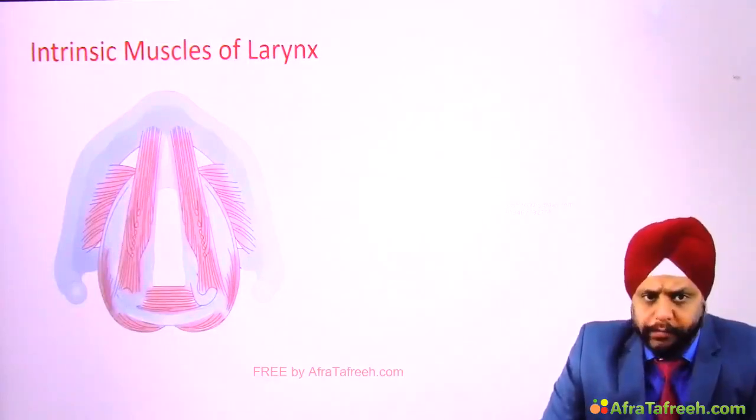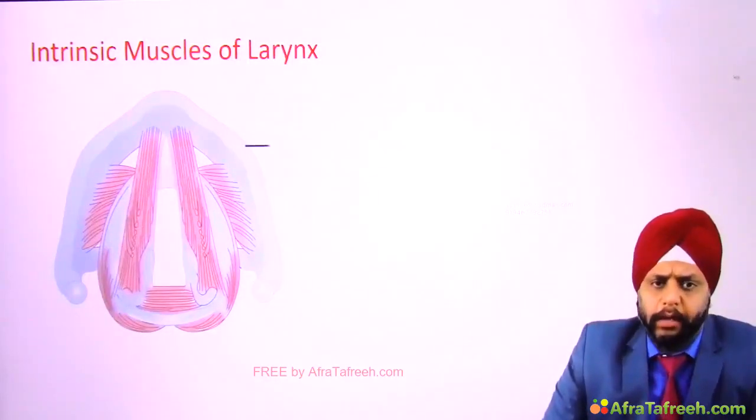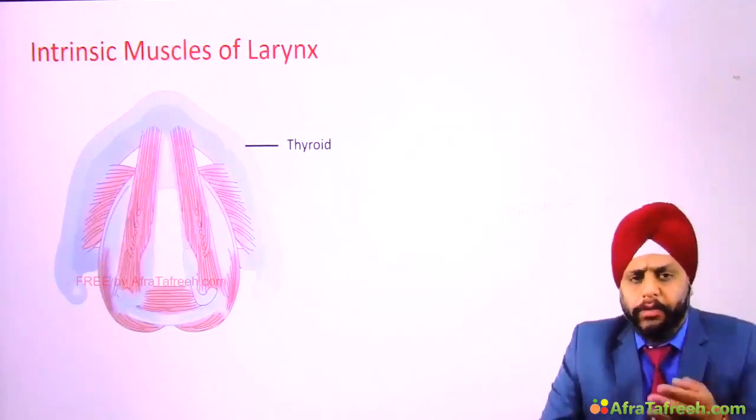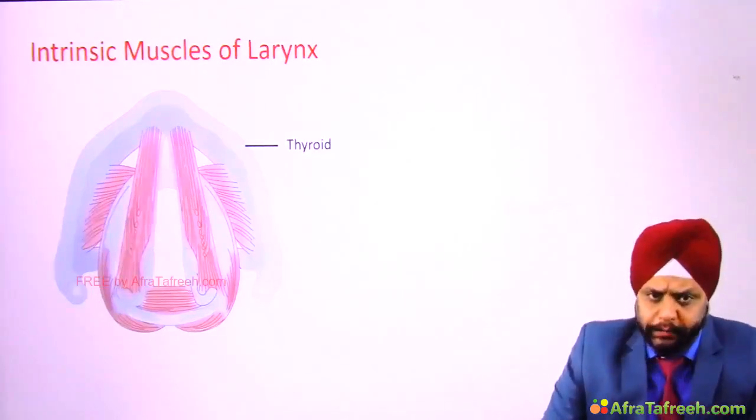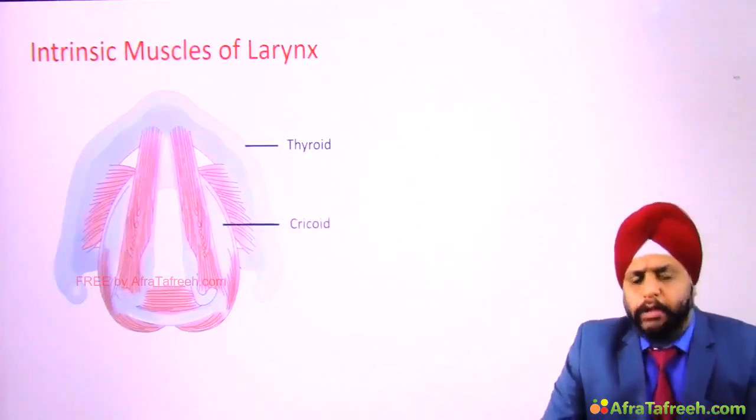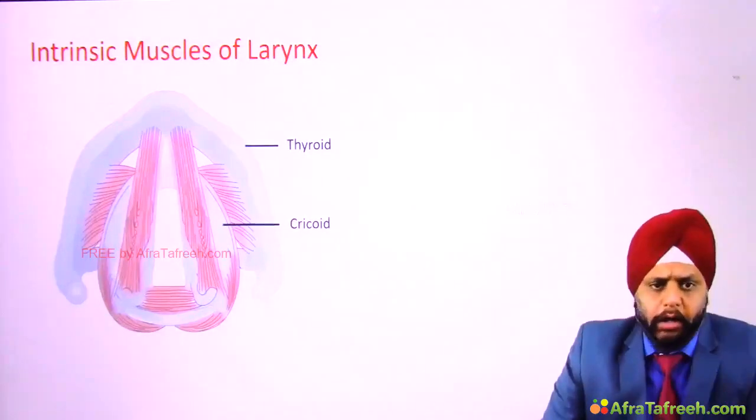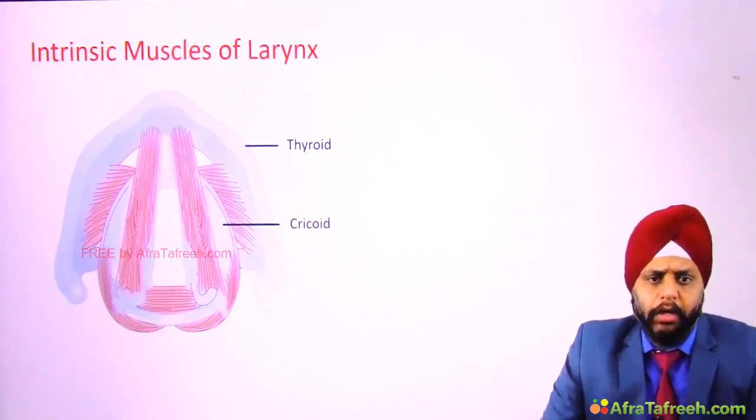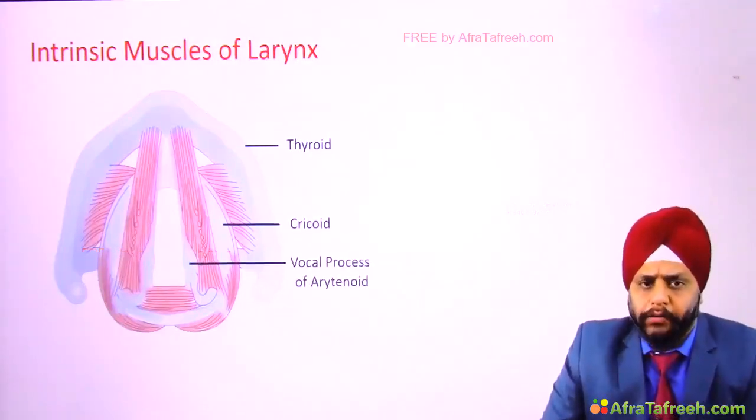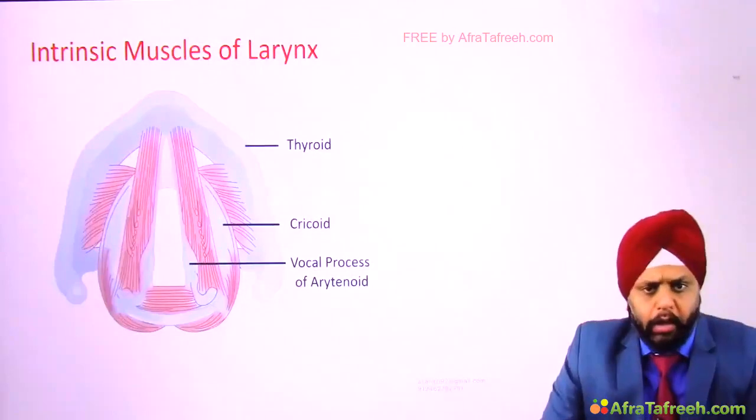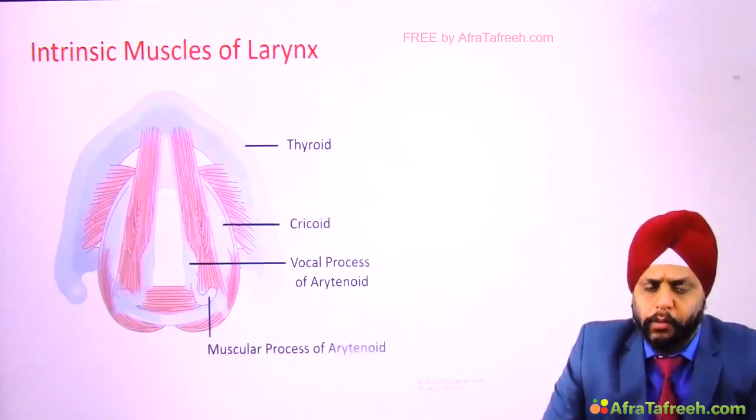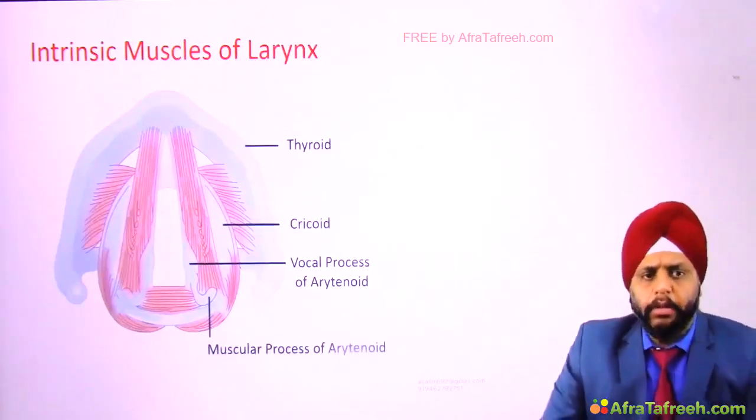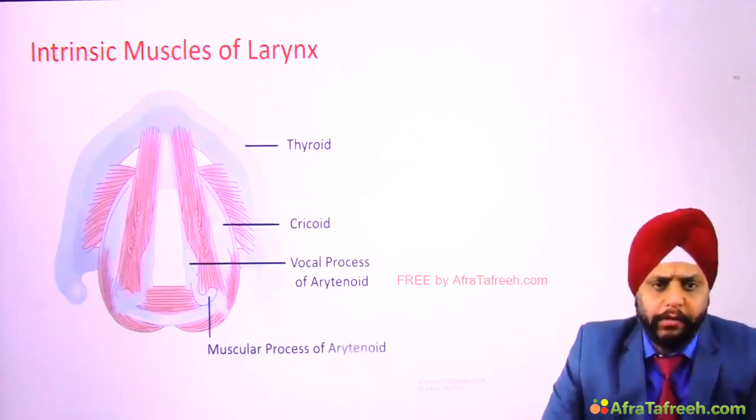Now this diagram is to demonstrate all the intrinsic muscles of the larynx. What can we see in this diagram? This is an axial cross section. We can see the thyroid cartilage. Below the thyroid cartilage, we have the cricoid cartilage, a complete ring that is also visible to us. We can also see the arytenoid cartilage. This is the vocal process of the arytenoid, and we also have the muscular process of the arytenoid. These are the cartilages that are visible in this diagram.